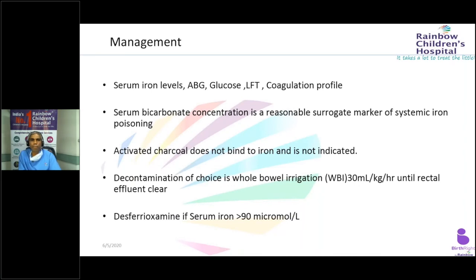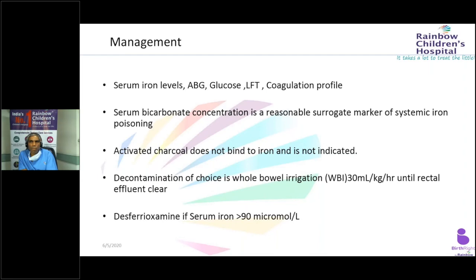In terms of management, we have to send the serum iron levels immediately, a blood gas analysis to pick up metabolic acidosis, sugar level, LFTs and coagulation profile. Sodium bicarbonate will pretty much indicate the severity of the toxicity. If it's going to take time to get the iron levels, bicarbonate will give us some clarity or idea about the severity of the disease. Activated charcoal is not indicated as it will not absorb the iron.